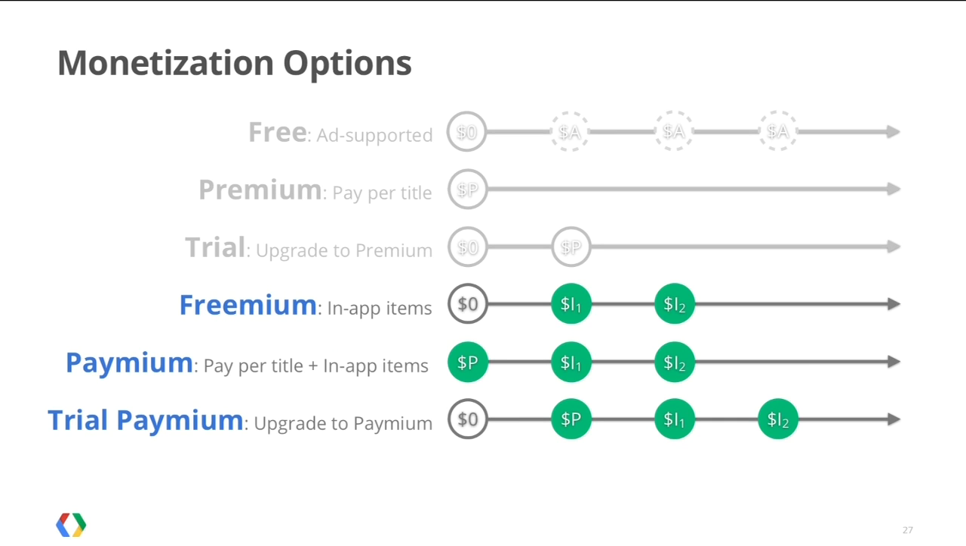Next, let's talk about the Paymium model and the trial Paymium model. Paymium model is really just pay per title. It's a combination of premium plus in-app purchase. So you actually have a title that sells and then have additional items that you sell afterwards within the game or within the app. And trial Paymium is a variation of that, which is it's free initially. You pay to get the premium, upgrade to Paymium, and then you have additional items after that.